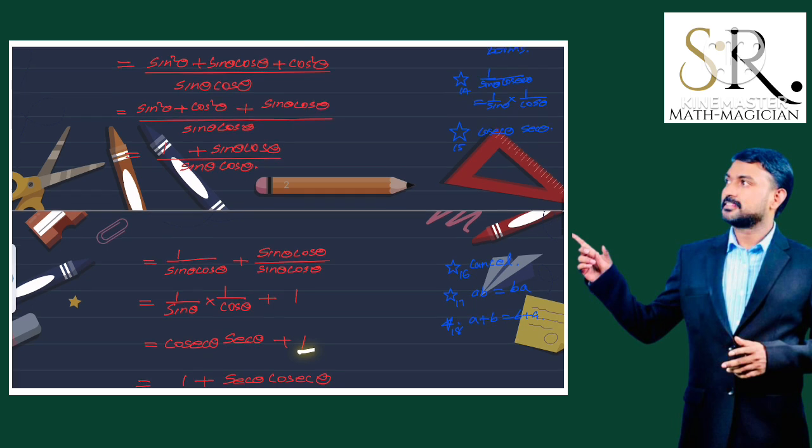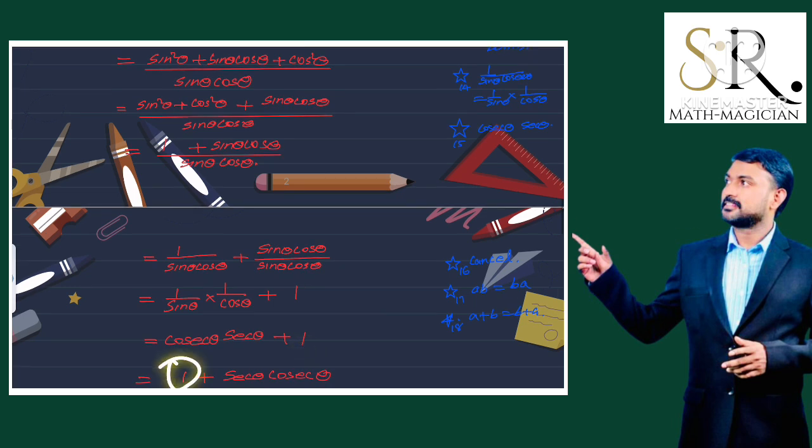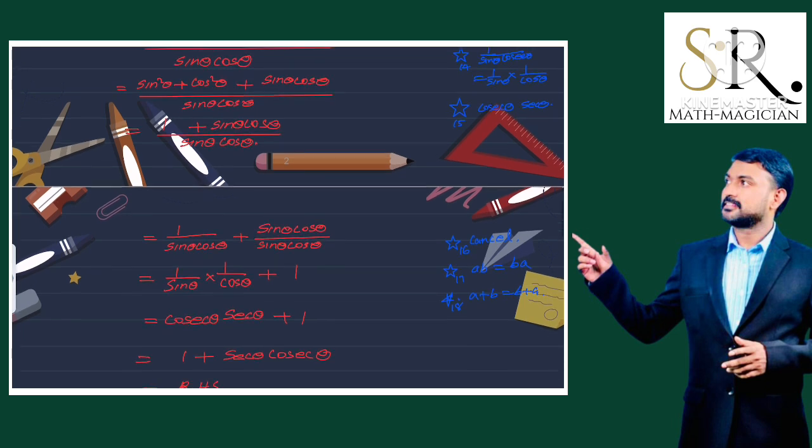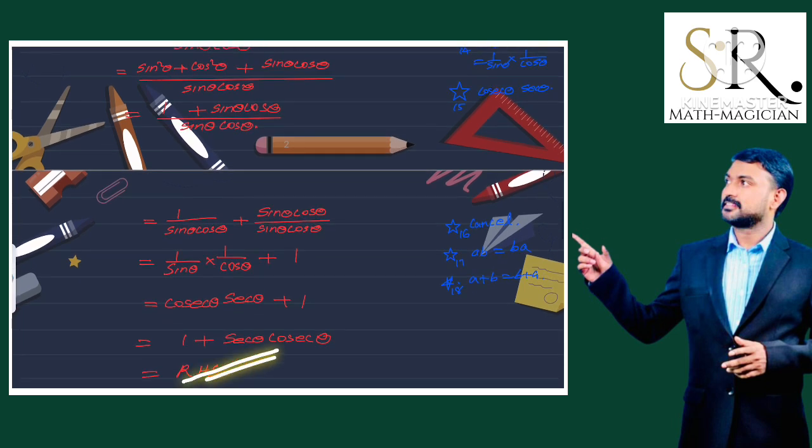1 will be written at first, 1, then sec theta into cosec theta, or we can write cosec theta into sec theta. Both are the same, because multiplication is commutative, we can change the order. Addition is also commutative, we can change the order. But subtraction and division, we can't change the order. So we reached the right hand side.